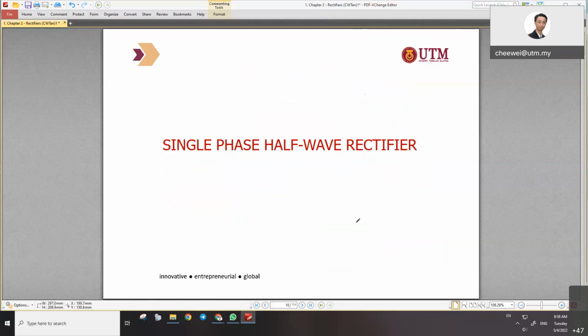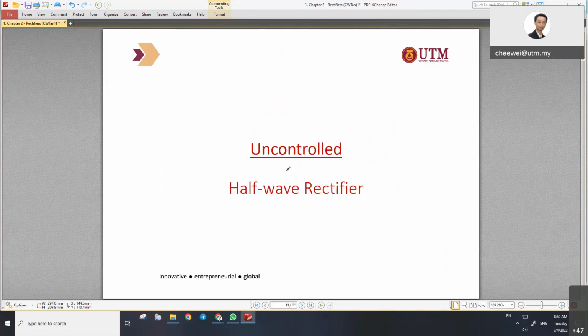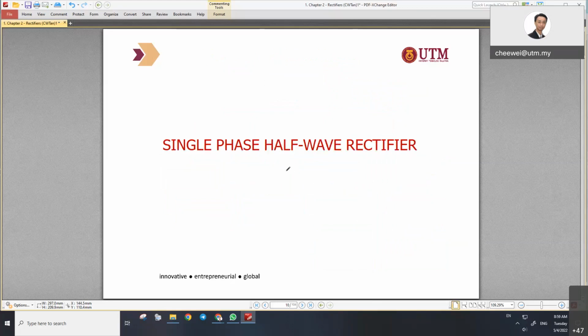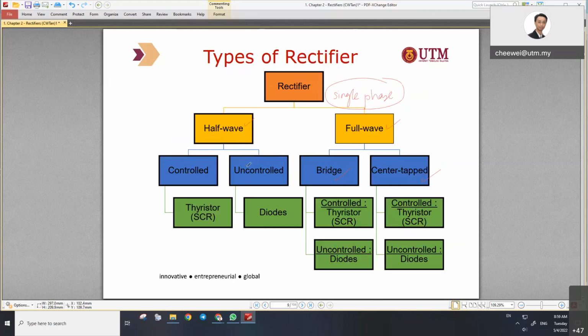Right. Anything you want to ask? Let's start with the single phase half wave. Half wave means what? Half wave, we have controlled and uncontrolled. So we'll start with the uncontrolled first. Come here. No, this is controlled. We want uncontrolled. Let's go here first. Diode.